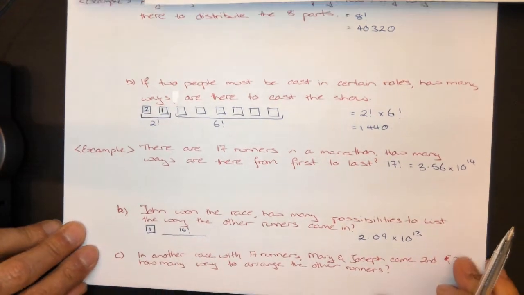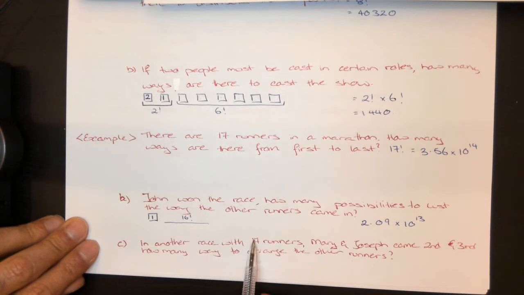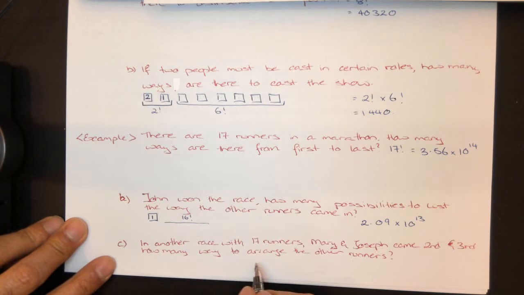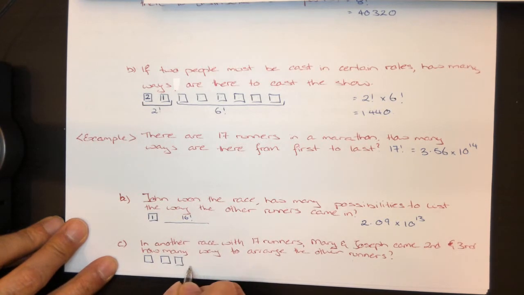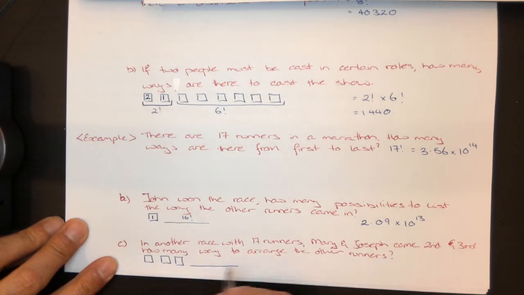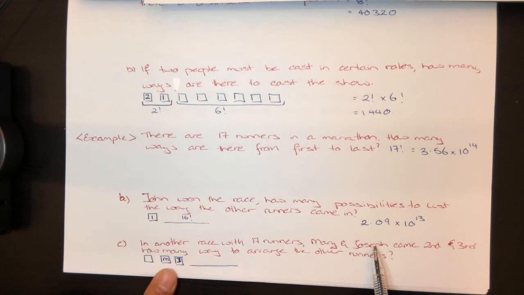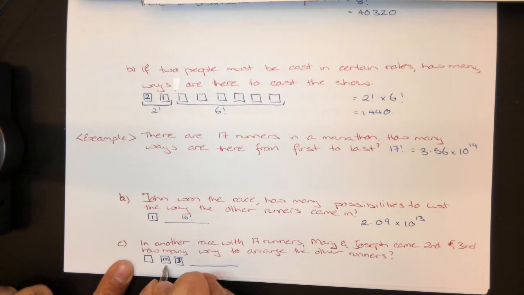That person comes first. Part C says, in another race of 17 runners, Mary and Joseph came second and third. Okay, so how many ways to arrange the runners? So we've got first place, second and third, and then all the rest of them. So this is obviously Mary and Joseph, and it doesn't say they came respectively, so Joseph could have come second or Mary, so there's technically two possibilities here, so it's 2 times 1 or 2 factorial.